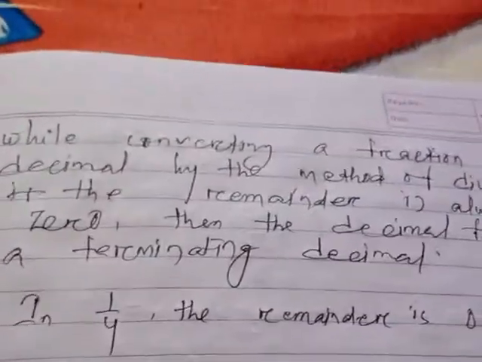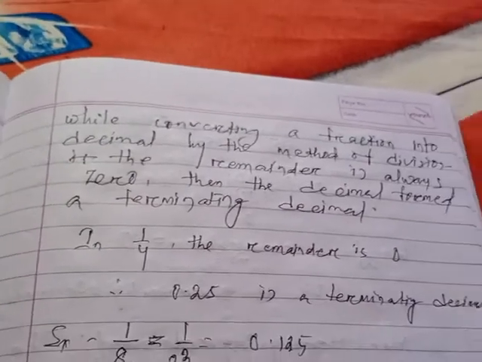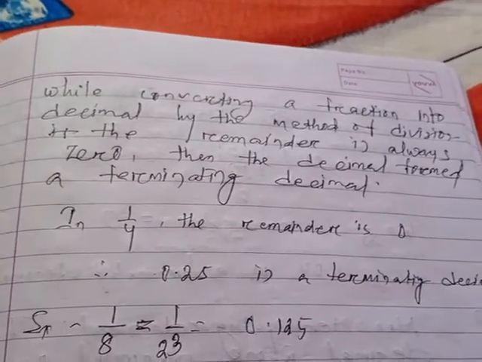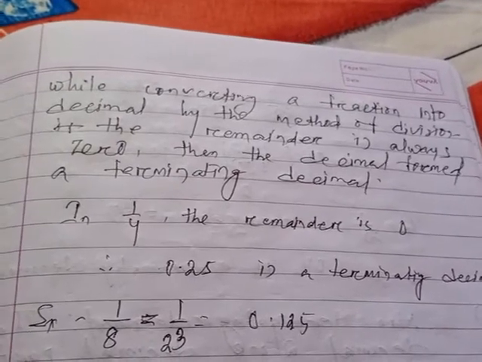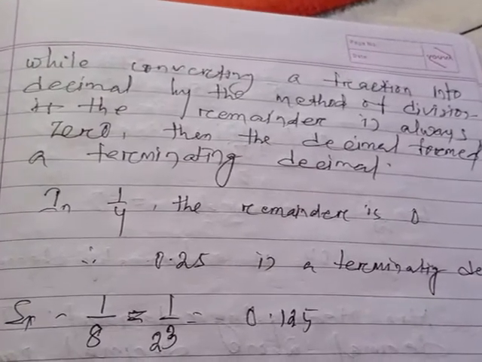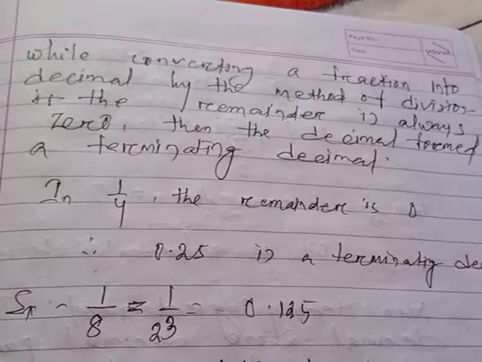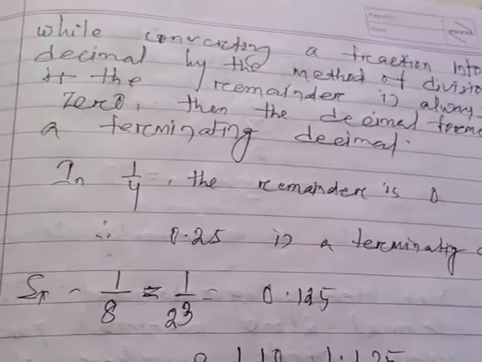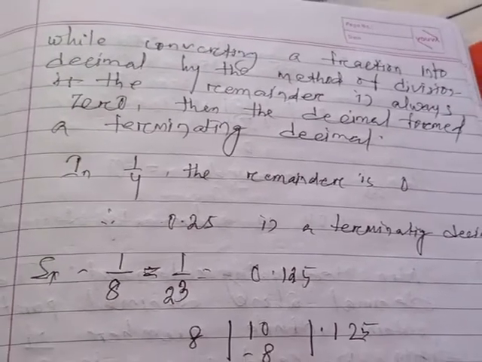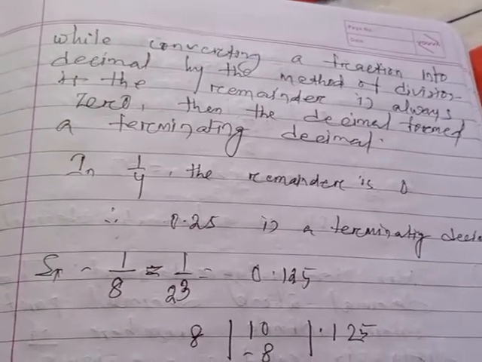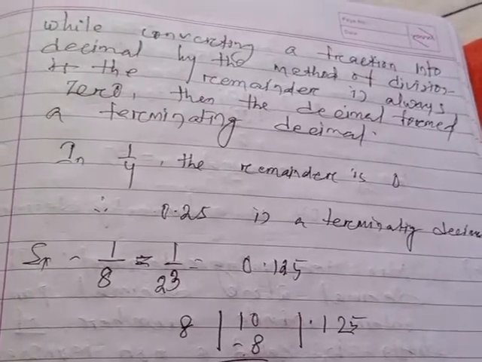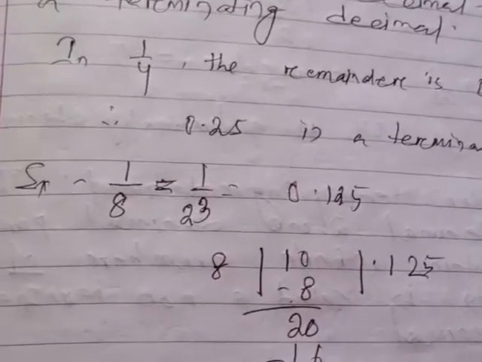So while converting a fraction into a decimal by the method of division, if the remainder is 0, then the decimal form is a terminating decimal. Just as I told, it is written here. Thus in 1 upon 4 the remainder is 0 during the process of division, and the quotient is 0.25. Okay, it is a terminating decimal number. Okay, similarly see another number.